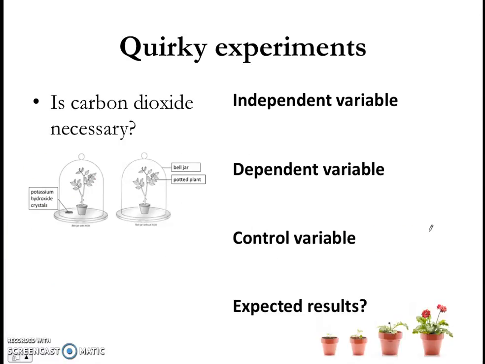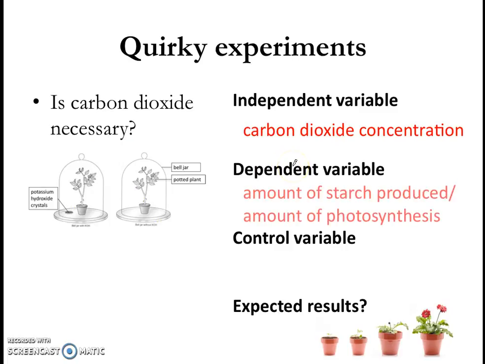Once again, think about what these variables are in this experiment. Pause the video and I'll give some of the answers. Now in this case, the independent variable is carbon dioxide. Right, in this setup, there's no carbon dioxide because it's absorbed. And in this setup, there is carbon dioxide because I'm interested in knowing whether carbon dioxide is needed for photosynthesis. Now the dependent variable, again, is the amount of starch in the leaves at the end of the day, or the amount of photosynthesis that has taken place.